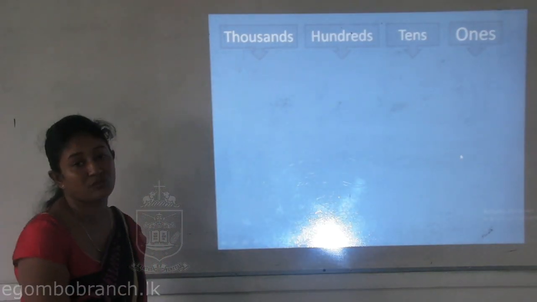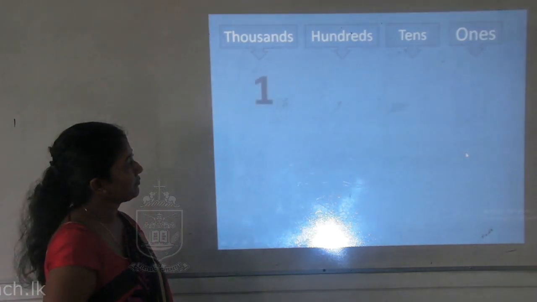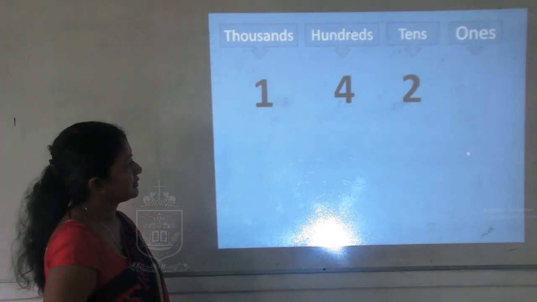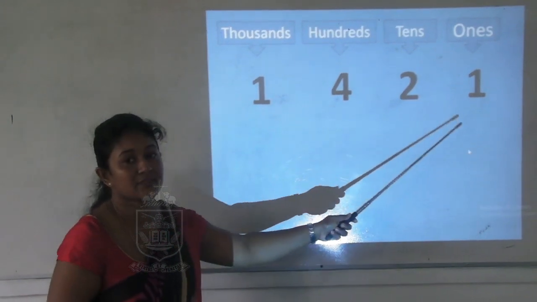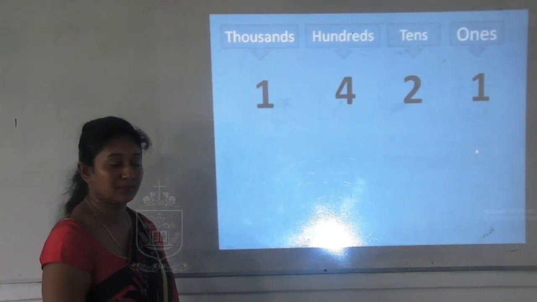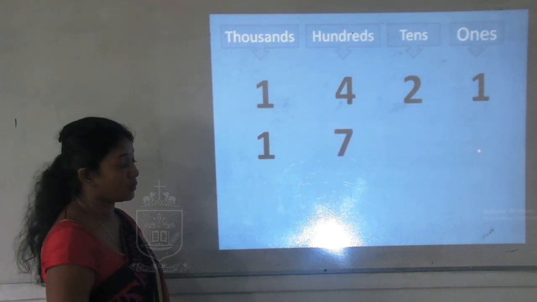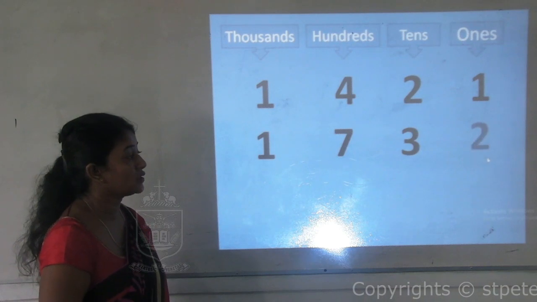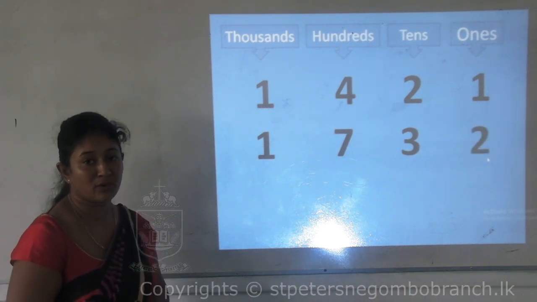But once again, we are going to do the addition with numbers. Please read the number with me. 1421. This is the first number. Let's go to the second number. 1732. These are the two numbers that I'm going to add.